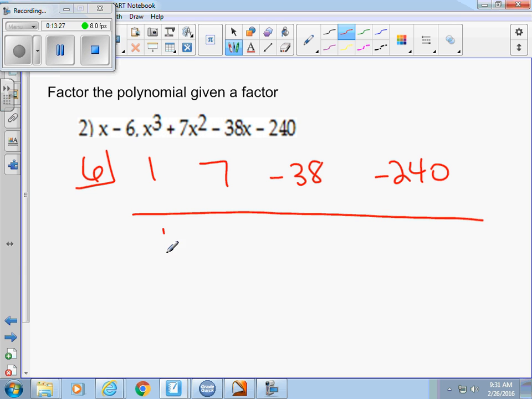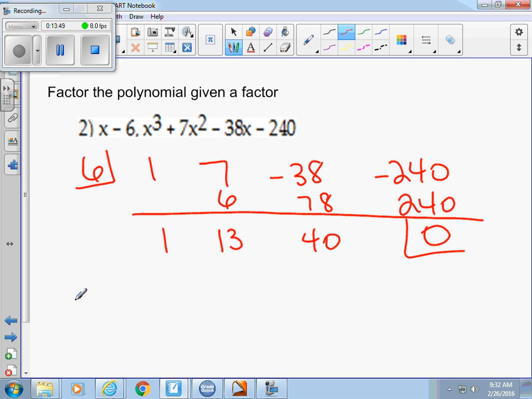Add down. Multiply. Add down. Multiply. Let's see, that is 18... 78, yep. And that's 40. 240. Is it a factor? Sure.